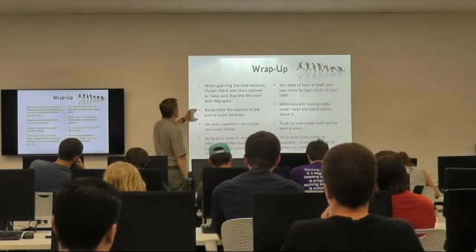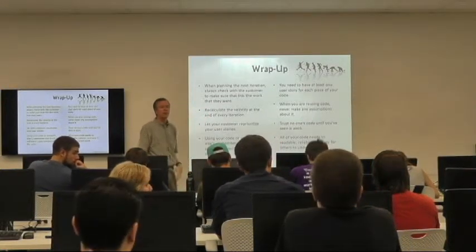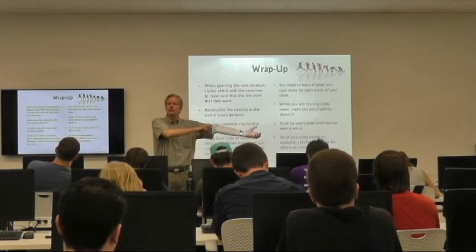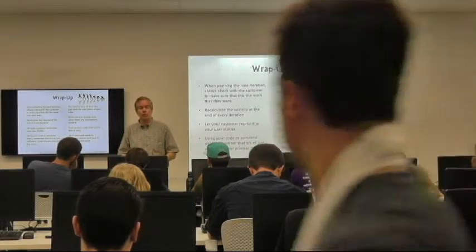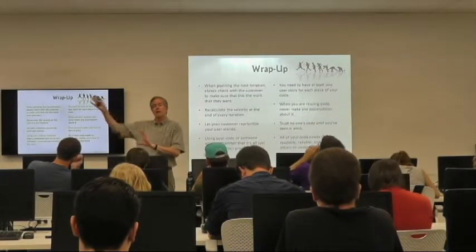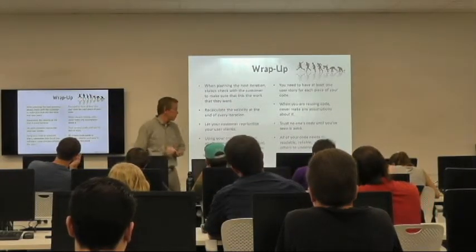We need to recalculate the velocity at the end of every iteration. Remember, what we're doing is reaching into the past, into the metrics that came out of the last iteration we did, applying them to where things stand right now, and calculating the velocity that we're actually going to be using as we go into the future.